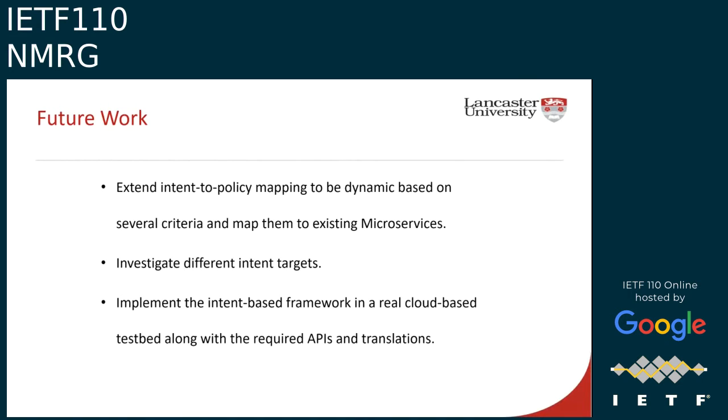So as part of our future work, we plan to extend the current static mapping between intents and policies to have a dynamic one based on several criteria and map them to existing microservices. We would like to also investigate different intent targets other than workload, like probably latency. And finally, we want to implement this in a real cloud-based testbed along with the required APIs and translations.